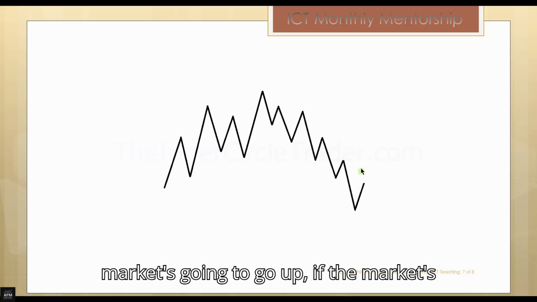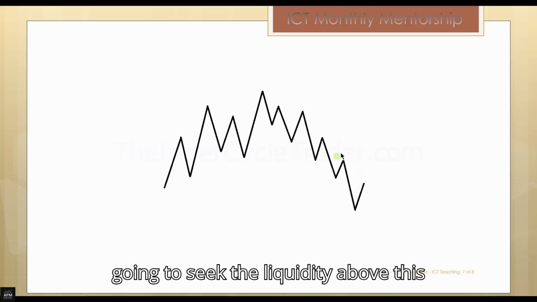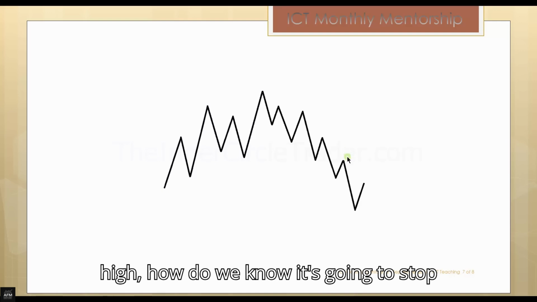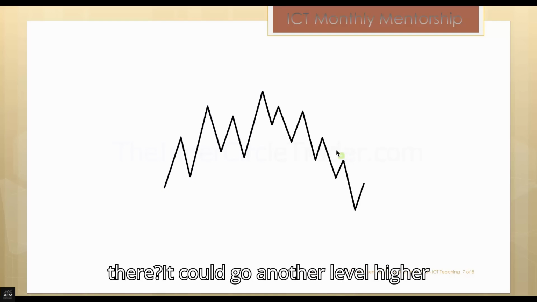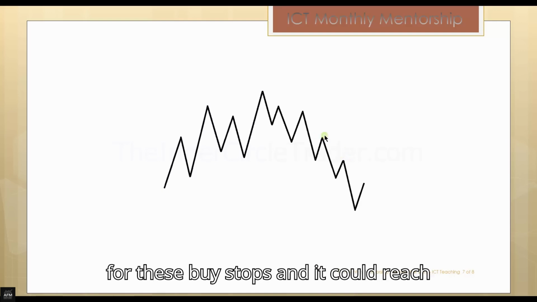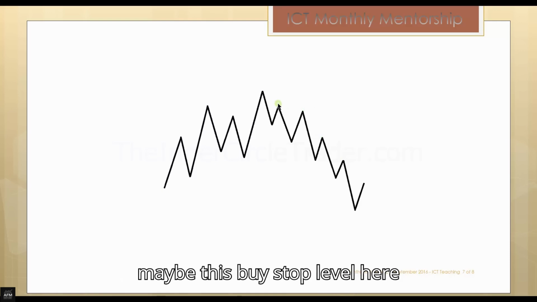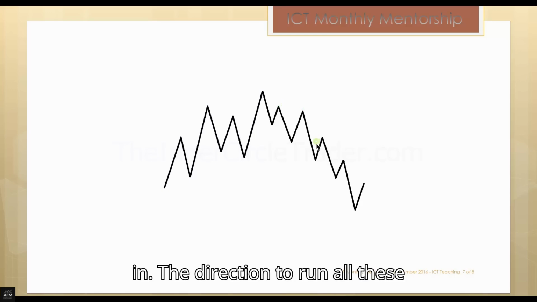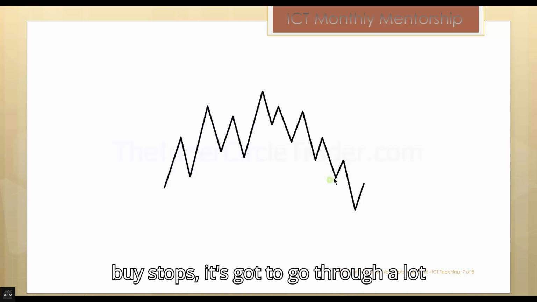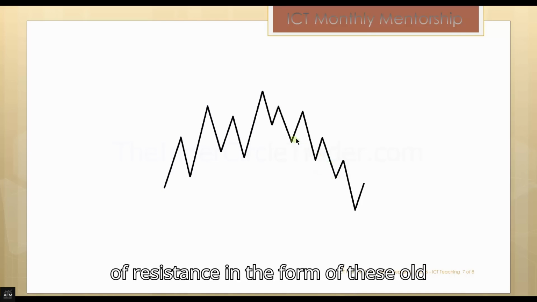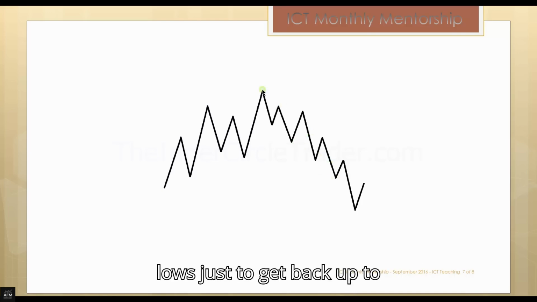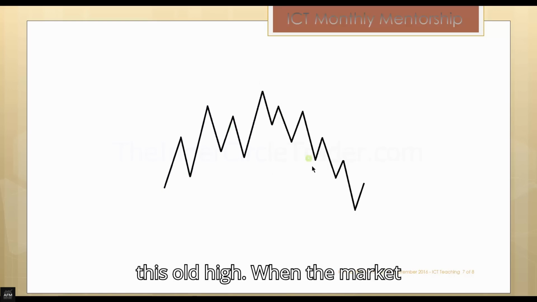So even if the market's going to go up, if the market's going to seek the liquidity above this high, how do we know it's going to stop there? It could go another level higher for these buy stops. And it could reach for this level of buy stops, and then maybe this buy stop level here. In the direction to run all these buy stops, it's got to go through a lot of resistance in the form of these old lows just to get back up to this old high.